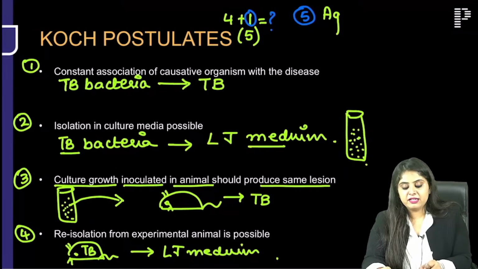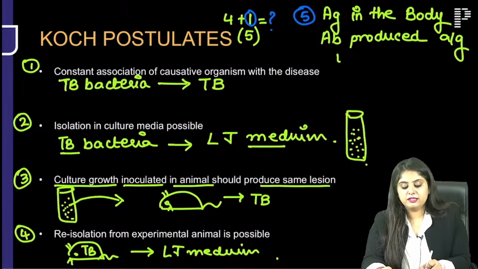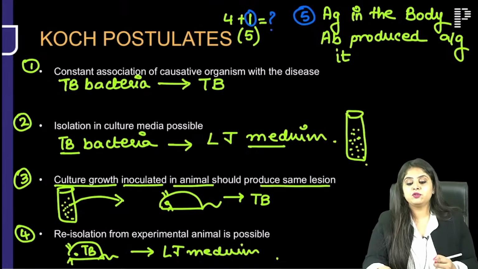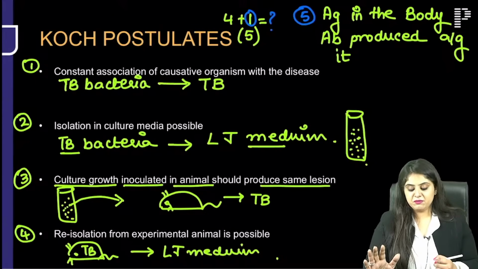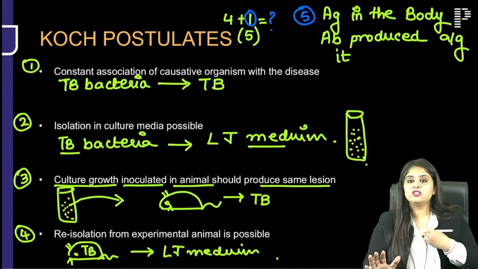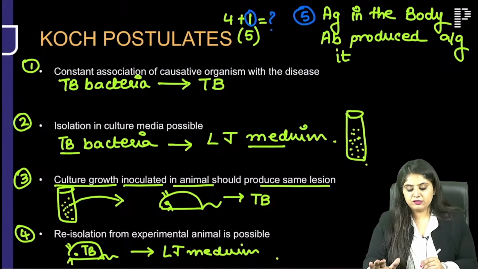Means whenever there is an antigen in the body, there will be an antibody produced against it. That is the fifth Koch postulate. Tell me how many of you were not aware of this? Everyone was aware of this, I'm sure. Whenever an antigen comes, like COVID virus came, I made an antibody. Five Koch postulates are done.